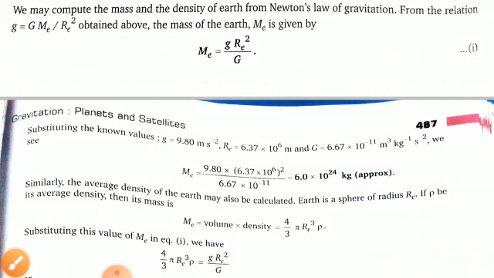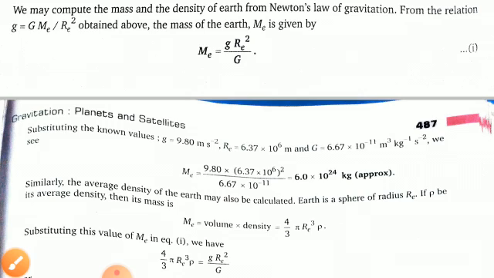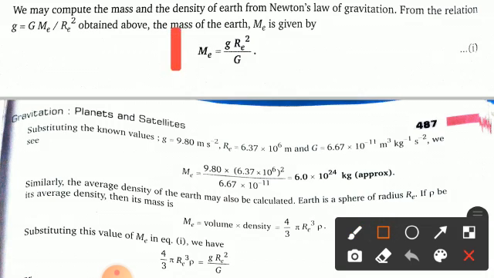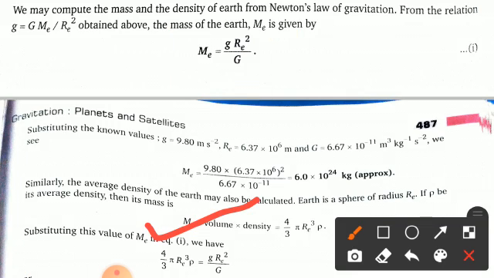So the average density of the earth may also be calculated. Earth is a sphere of radius R_e, and let rho be its average density. Then its mass is equal to volume into density, and the volume of a sphere is 4 upon 3 pi r cube. Here r is the radius of the earth, so we consider R_e cube, and rho is the density. Now we put this value of M_e into equation number 1.